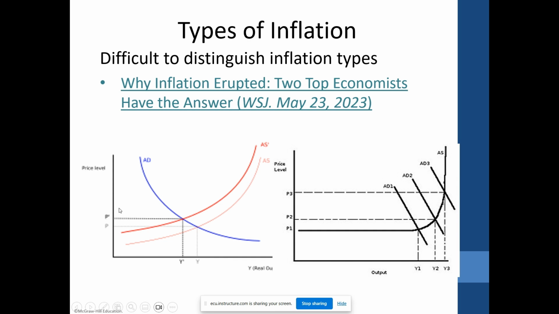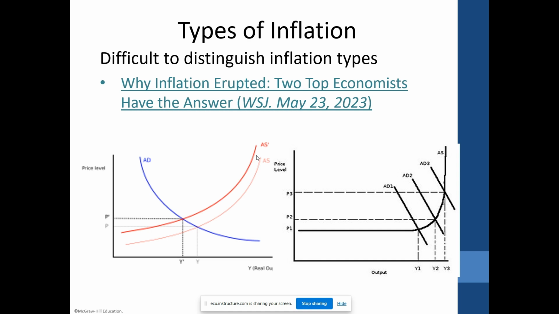the new equilibrium of crossing points of aggregate supply prime, which is the new one, and aggregate demand has output level Y prime lower than the original GDP, and the price level P prime higher than the original price. That's cost push inflation. Price level increases because of aggregate supply decrease.